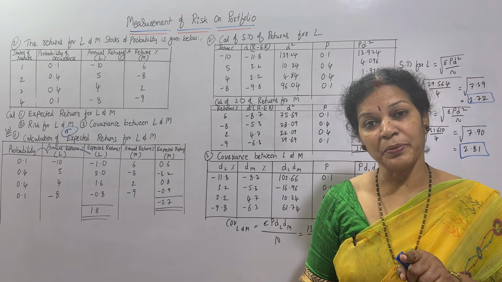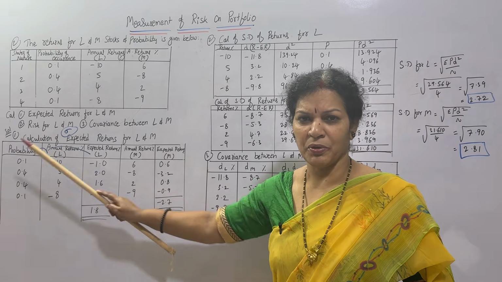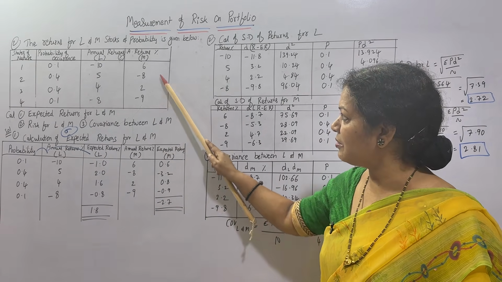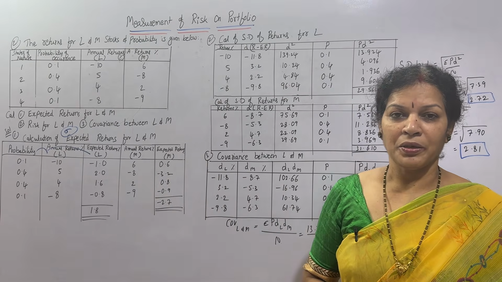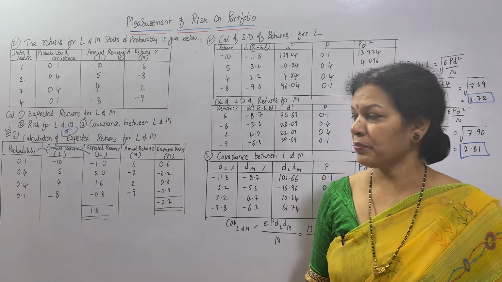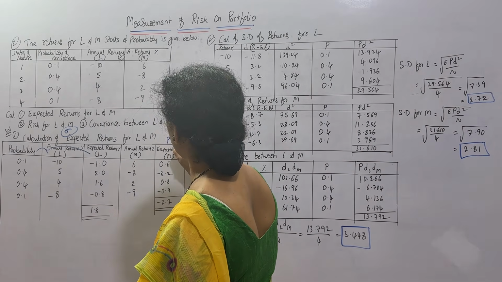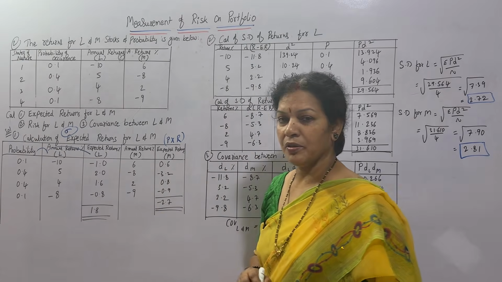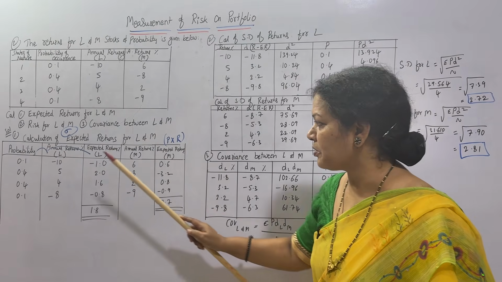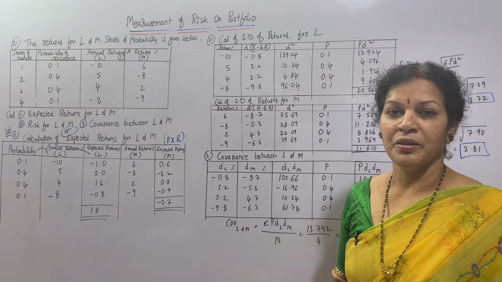In the same way for expected returns for M also. Probability is the same; I did not draw it once again. This is common whether L or M. Probability as it is, annual returns, which are given already, written over there. Now expected returns of M means probability into M returns. So 0.1 into 6, 0.06, 0.4 into minus 8, minus 3.2. Like that you got the expected returns.